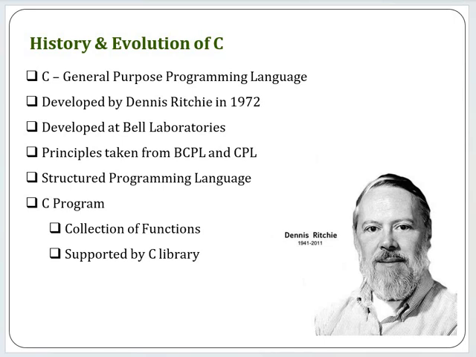Structured programming language. So C is known for its structured approach, meaning it encourages breaking code into smaller, manageable functions. This makes code easier to understand, modify, and debug. A C program is a collection of functions supported by the C library. So a C program is essentially a collection of individual functions that work together. These functions can be your own custom code or ones you borrow from the C library, which provides the pre-written functions for common tasks.